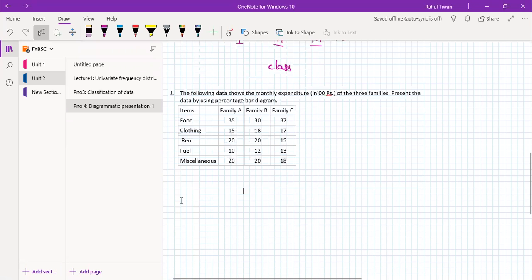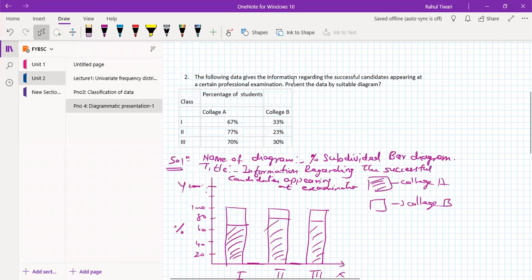Now tell me here which diagram we are going to use. Now see, in the problem it is given we have to use percentage subdivided diagram. So problem solved. But see, here it is not mentioned, so you have to decide properly whether we have to use multiple or percentage. Since percentage is given, the problem is solved, right? And even total is given. See, here percentage is given, but one can draw multiple also.